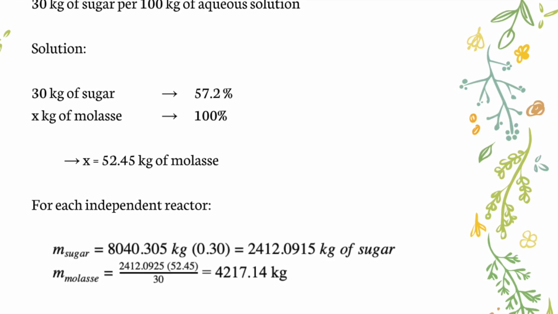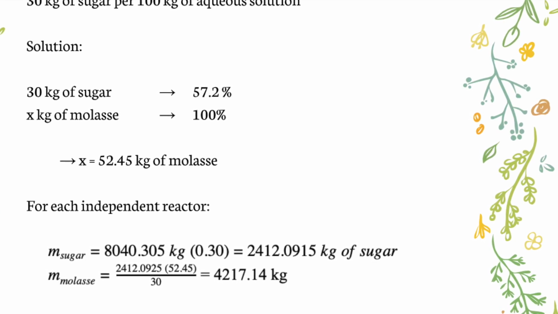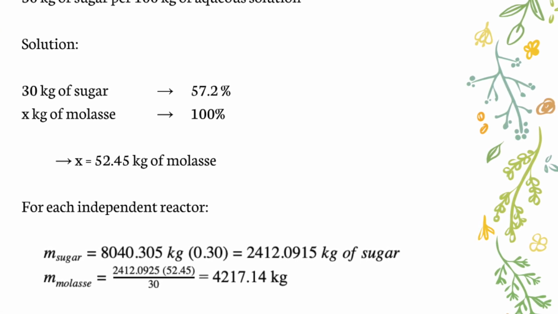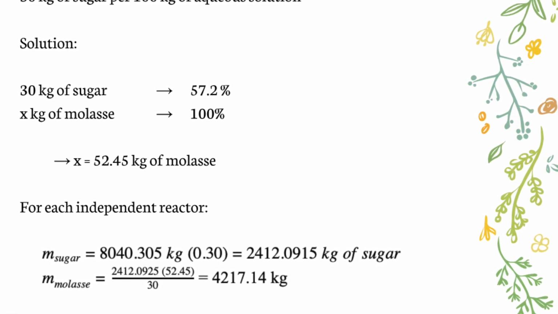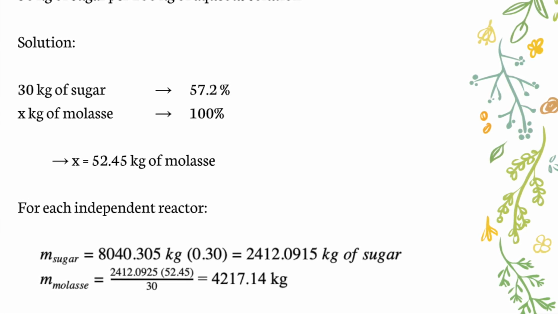For each independent reactor, the mass of the sugar is 2,412.0915 kilograms of sugar, and the mass of the molasses is 4,217.14 kilograms.